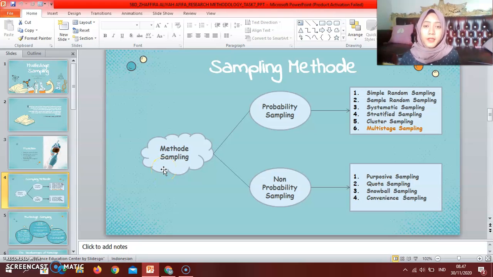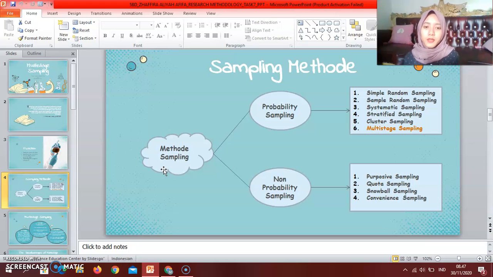In sampling methods, there are several types of sampling method. First is probability sampling, and the second is non-probability sampling. In probability sampling, there are also several types. First is simple random sampling. Second is sample random sampling. Third is systematic sampling. Fourth is stratified sampling. Fifth is cluster sampling. And sixth is multistage sampling.